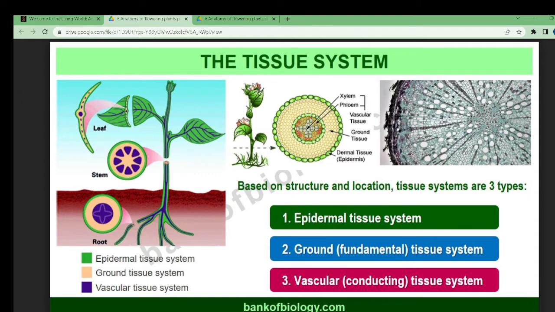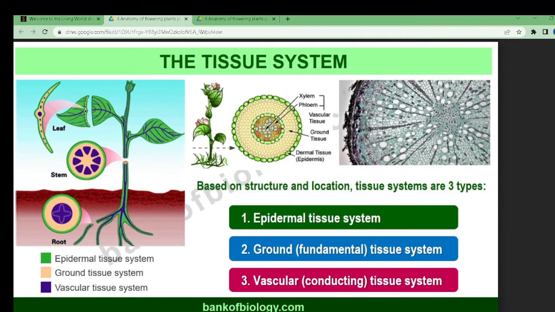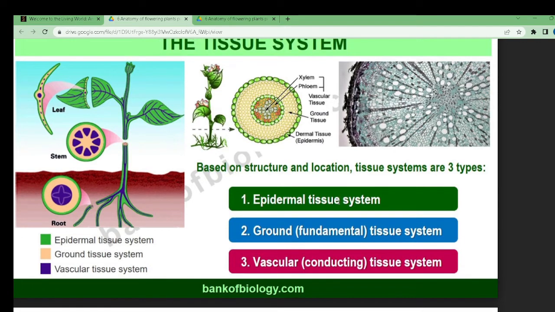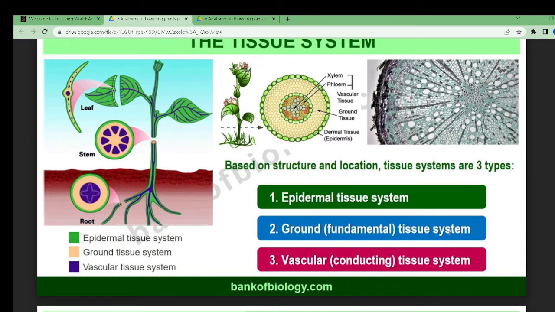Now here in the plant, you can see the most part is epidermal tissue system, but when you cut the stem and see its section, then you can understand that inside, all the portion is ground tissue system, then it contains some portion of vascular tissue system, and at the outer side it contains epidermal tissue system. So there are three types of tissue system: epidermal tissue system, ground fundamental tissue system, and vascular conducting tissue system.